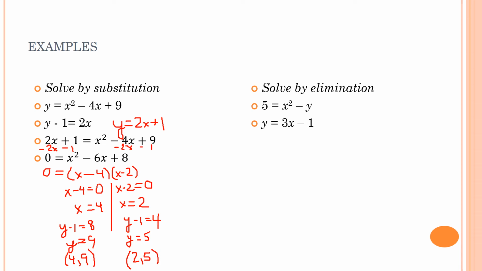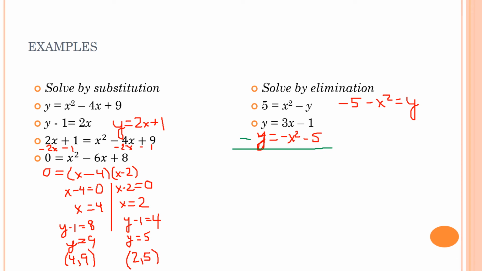For the elimination side, I need to move the x squared over and then divide by negative 1. That gives me negative 5 minus x squared equals y. And I could always switch that around to get y equal to negative x squared minus 5.